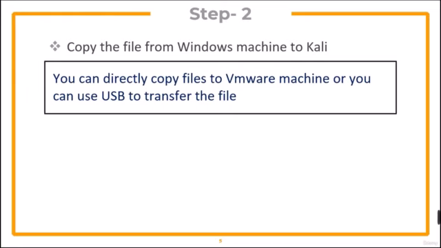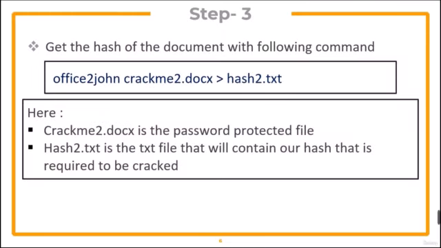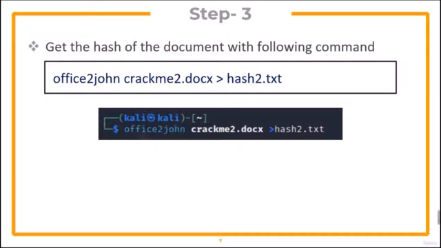Now transfer the file from Windows machine to the Kali machine. You can directly copy files to VMware or you can also use a USB to copy the file. Now get the hash of the document with the following command in the terminal. Here crackme is the password protected file and hash.txt is the text file that will contain our hash that is required to be cracked.